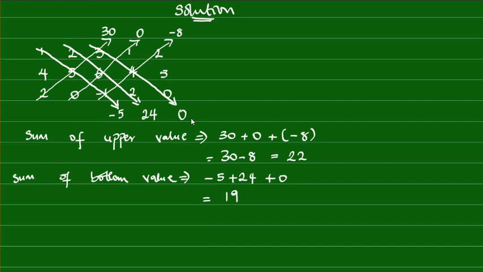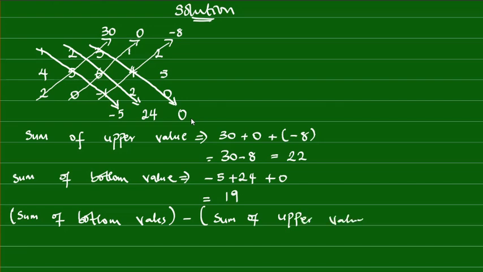And what we'll do next is subtract the sum of our upper values from the sum of our bottom values. So we'll have bracket open, sum of bottom values, bracket close, minus bracket open, sum of upper values, right? All right, so bracket close.